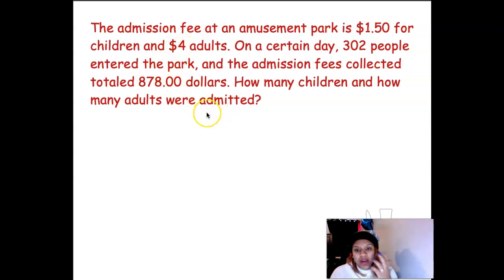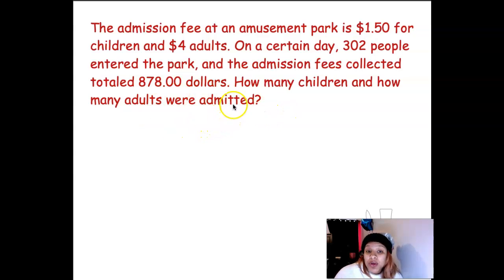In this example, we have an application, and we're going to use a system of equations to solve it. Let's read it. The admission fee at an amusement park is $1.50 for children and $4 for adults. On a certain day, 302 people entered the park, and the admission fees collected total to $878. How many children and how many adults were admitted?